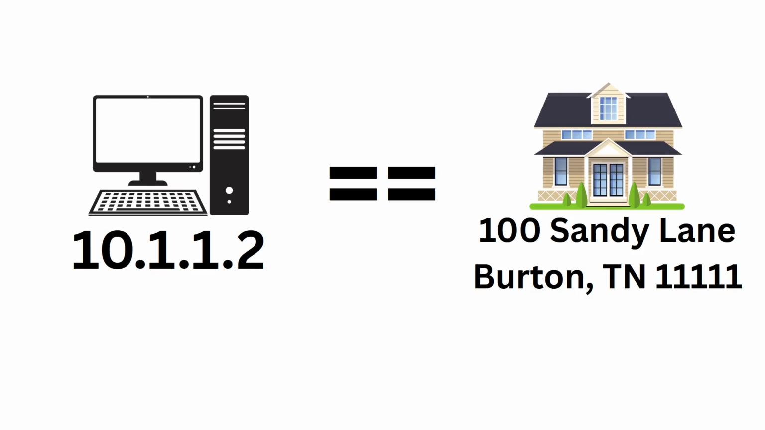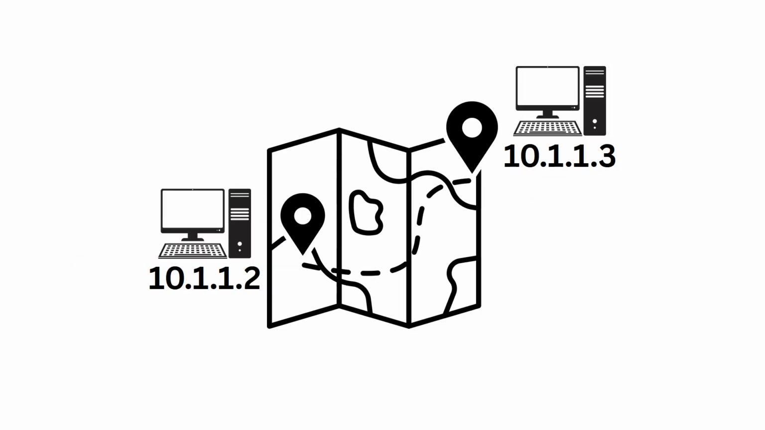Now let's talk about IP addresses. An IP address for a computer is equivalent to a home address for a house. An IP address tells other computers on the network where to find it. For an SSH connection to be successful, each computer involved must have an IP address and the knowledge of how to reach that address.